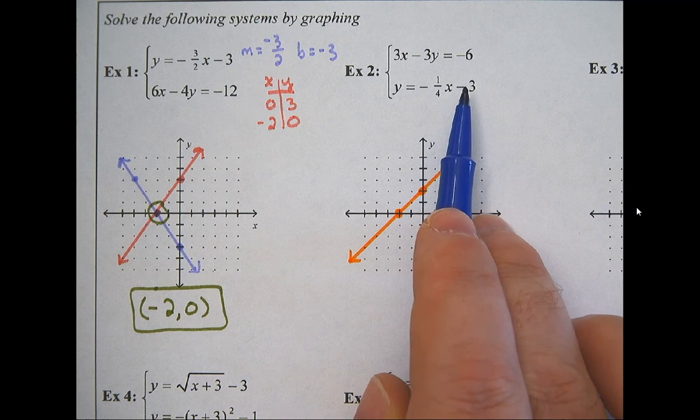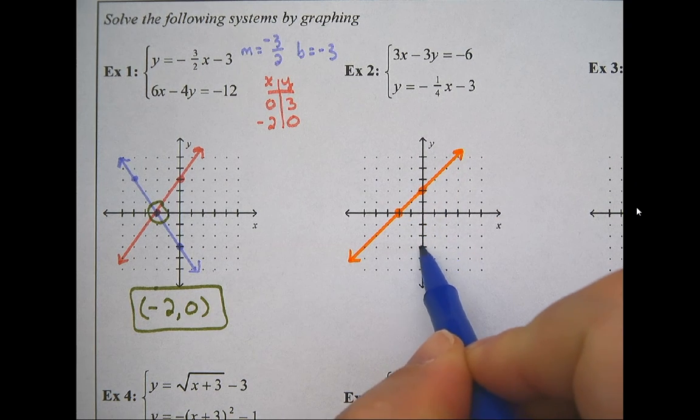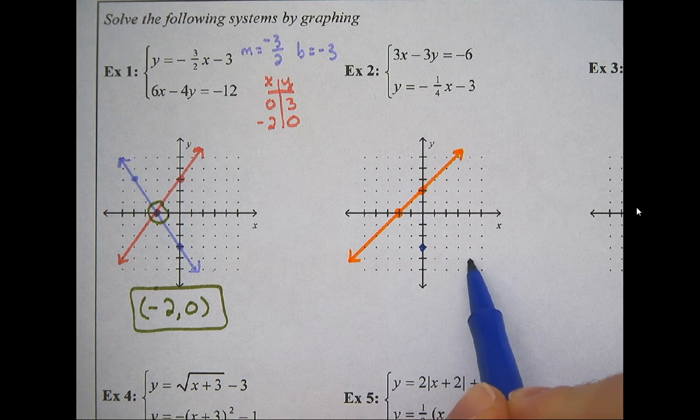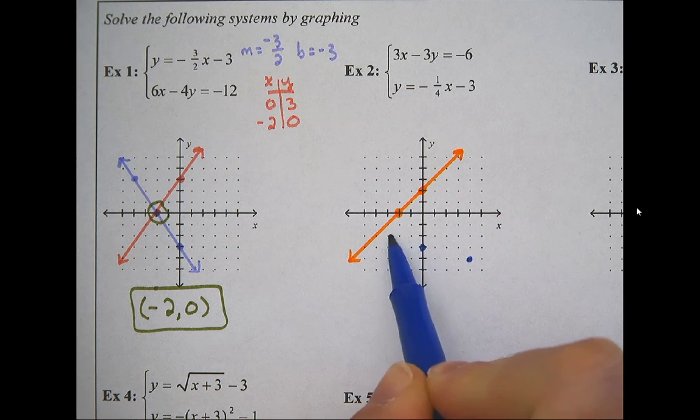Slope-intercept form, start with your y-intercept, 1, 2, -3. My slope would be down 1 over 4, down 1, 1, 2, 3, 4. So up 1, back 1, 2, 3, 4.